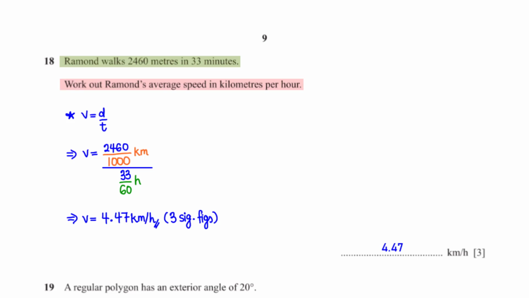We can get his average speed using this formula. The distance d is 2,460 meters. To convert this to kilometers, we divide by 1,000. The time t is 33 minutes. To convert this to hours, we divide by 60. When we type this into the calculator, we get 4.47 kilometers per hour, rounded to 3 significant figures.